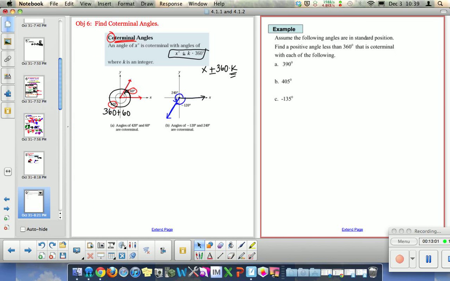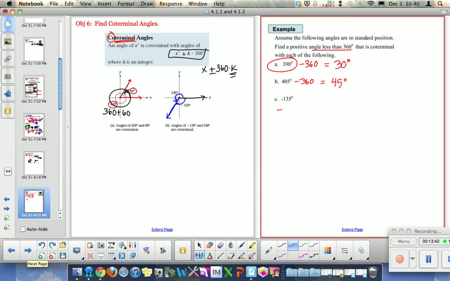if I want to find something that's coterminal with 390 degrees, and if I read the instructions, it wants a positive angle less than 360. So 390, all I have to do is add or subtract 360 degrees because that's a full circle and it will land in the same spot. So I'm going to subtract 360 and see that 30 degrees is coterminal with 390. B, I'm also going to subtract 360 because I see that it's bigger than 360, so I'm going to reduce it by 360, and I see that 45 degrees is coterminal with 405.